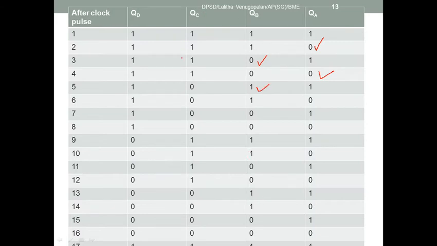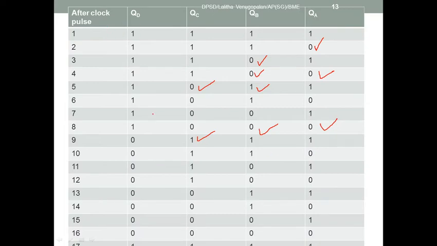Now, if you observe, QC changes its state when both QA and QB are low. So here both are 0 and 0, so in the next clock pulse QC is 1. Sorry, 0. And then again here, when QA and QB are 0, in the next clock pulse you can see that QC is 1. So QC is changing state whenever both QA and QB are 0.